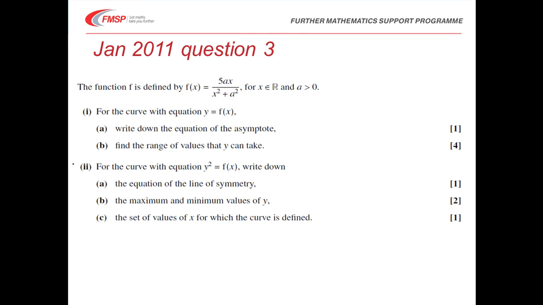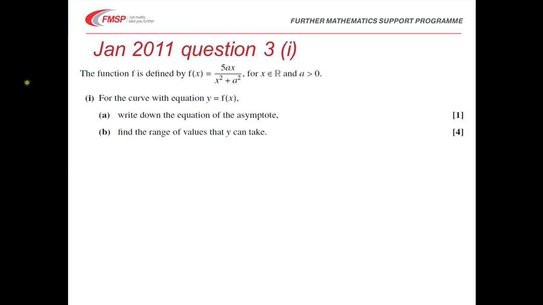And then in part 2 it says, for the curve with equation y squared equals f of x, write down a, the equation of the line of symmetry, and b, the maximum and the minimum values of y, and in c, the set of values of x for which the curve is defined.